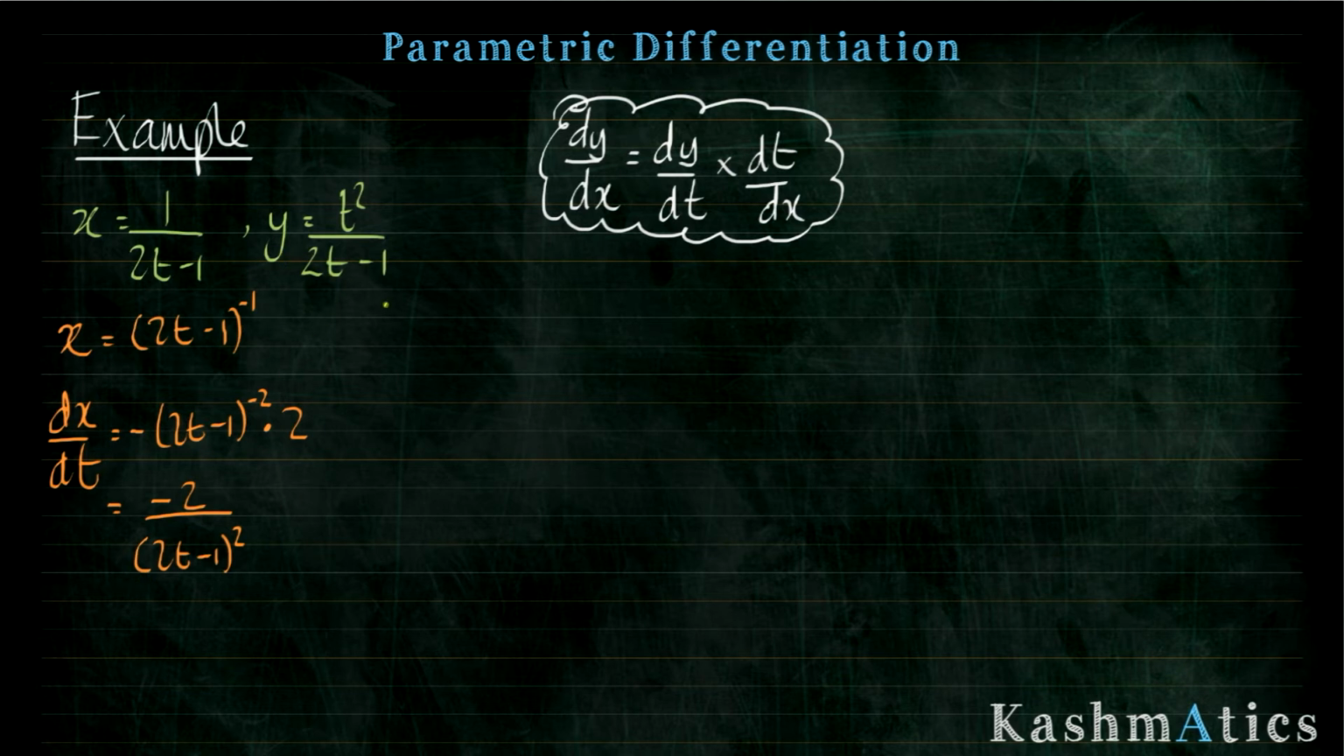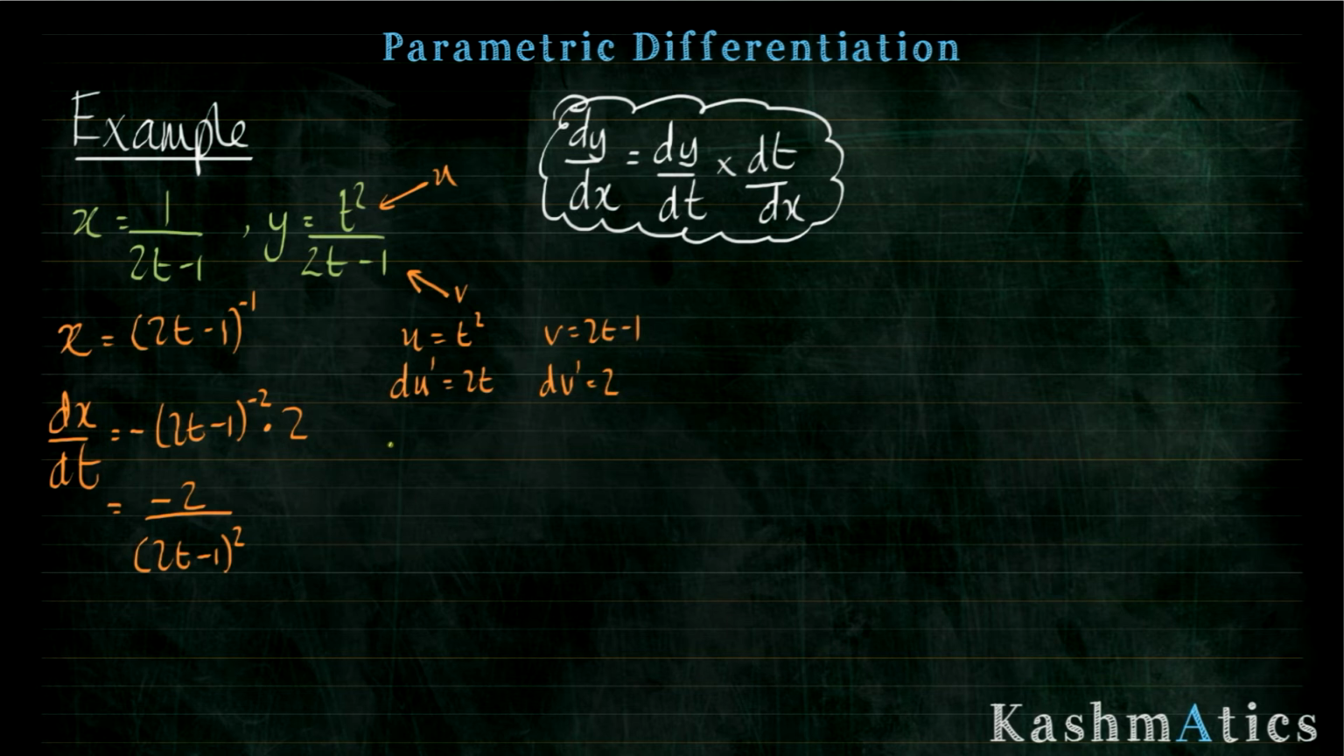Let's do the same with y now. Now for y, I've actually got a quotient. Okay, so I'm going to let this bit here equal u, and this bit here equal v. Alright, so u equals t squared, and v is equal to 2t minus 1. So du would equal 2t, and dv would equal 2.